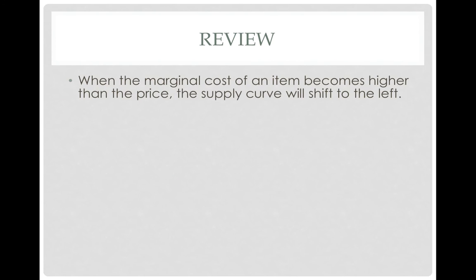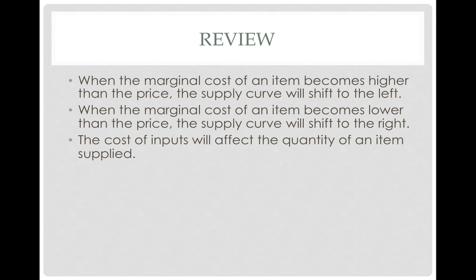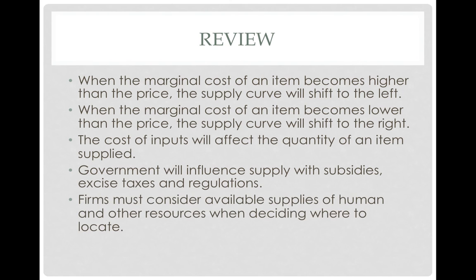So to review, when the marginal cost of an item becomes higher than the price, the supply curve will shift to the left. When the marginal cost of an item becomes lower than the price, the supply curve will shift to the right. The cost of inputs will affect the quantity of an item supplied, and government will influence supply with subsidies, excise taxes, and regulations. And firms must consider available supplies of human and other resources when deciding where to locate.